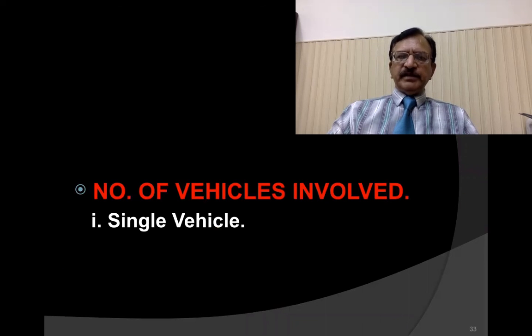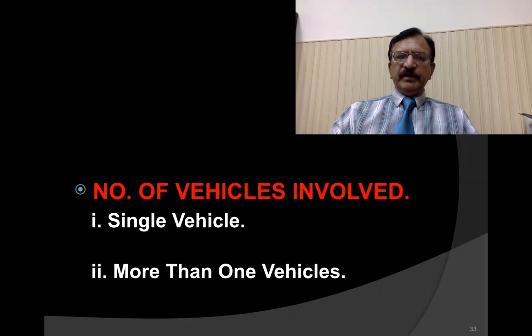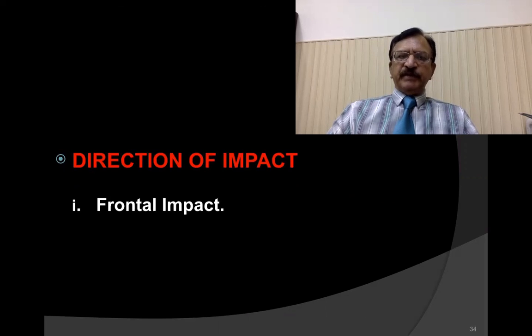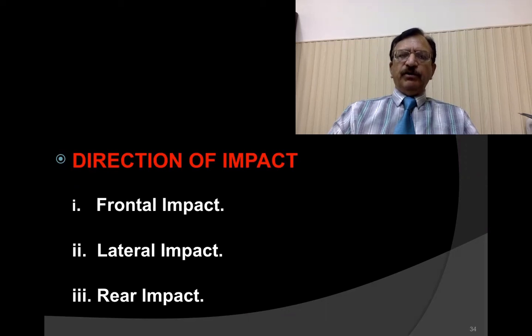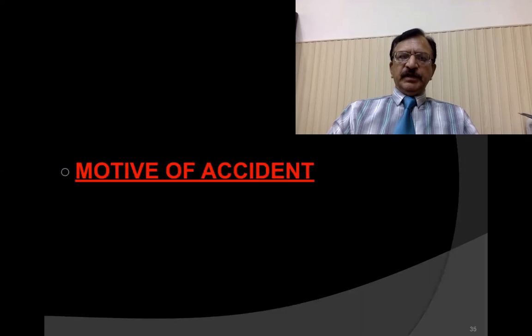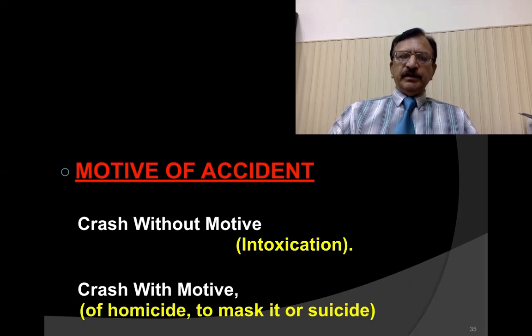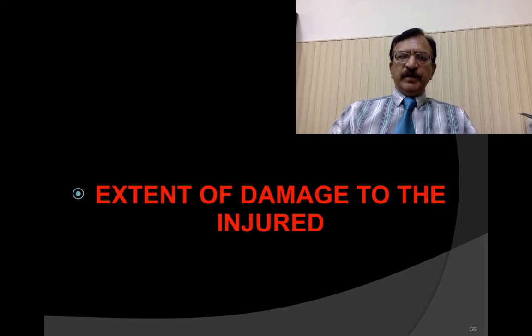Regarding the number of vehicles, if it is single vehicle or more than one. Then the direction of impact, frontal impact, lateral impact, or rear impact. And the motive of accident, the crash without any motive, maybe person intoxicated, or crash with motive to disguise or to mask a homicide or suicide. The accident can be of this motive also.